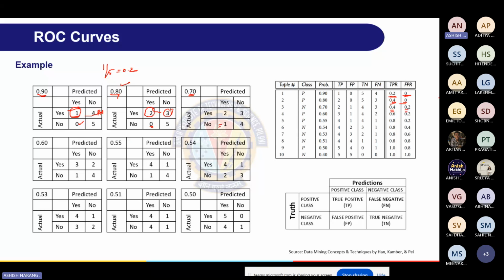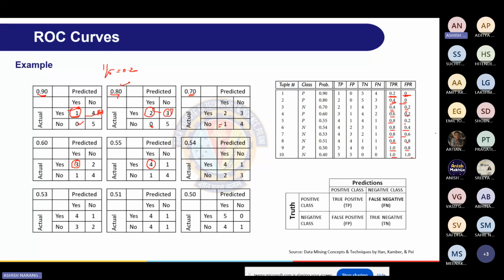Then 0.60, it is 0.6 and 0.2, right? So I am able to predict more true positives. Then I did 0.55. Then again, I am able to pick more. So if you look at this, I am decreasing the threshold, and I am able to increase my true positive rate, but at the same time, you see this is 0.8, 0.2, now 0.8, 0.4, 0.8, 0.6, 0.8, 0.8, 1.0, 0.8, 1 and 1. So the moment I am decreasing it, true positive rate is increasing, at the same time false positive rate is also increasing. But I want a trade-off.